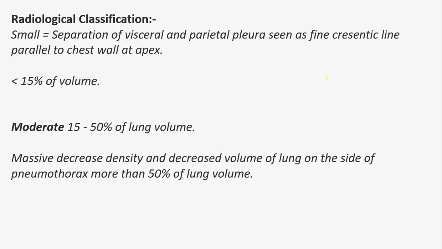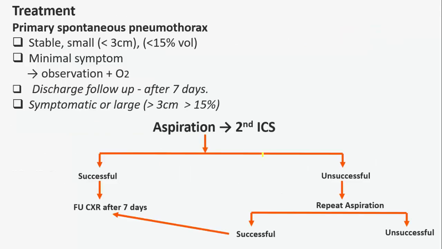In small, there is separation of visceral and parietal pleura seen as a fine pleural line parallel to the chest wall at the apex. Less than 15% of lung volume is affected. In moderate, 15 to 50% of lung volume is affected. In massive, decreased density and decreased volume of lung on the side of pneumothorax, so more than 50% of lung volume is affected. In treatment, if there is primary spontaneous pneumothorax, it means that it is small, stable, less than 3 cm, less than 15% of volume is affected, minimal symptoms.